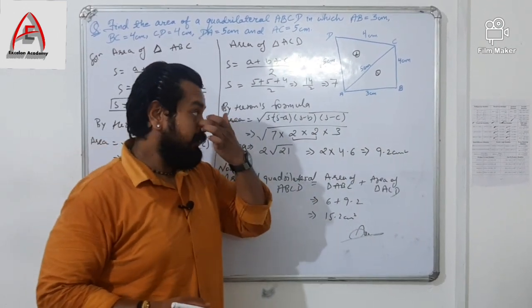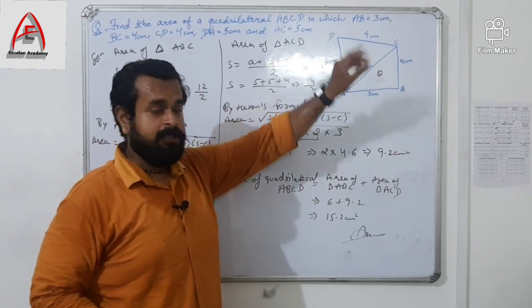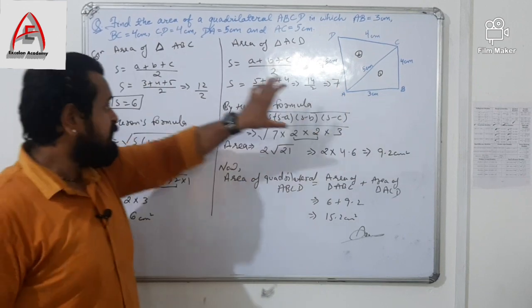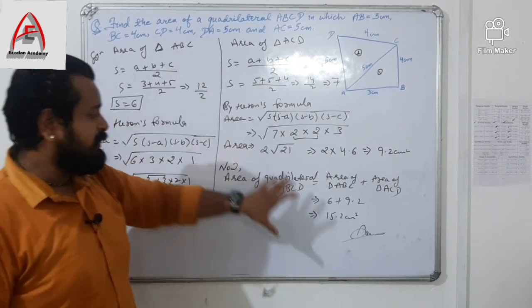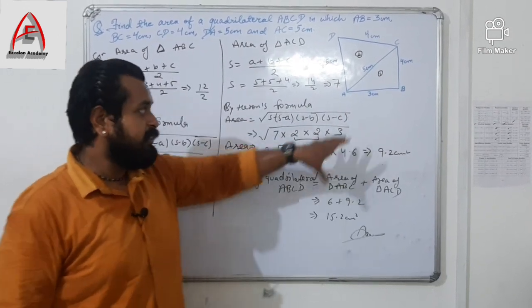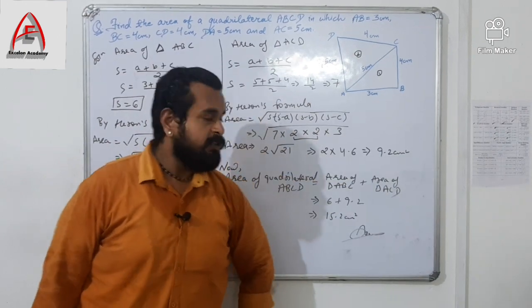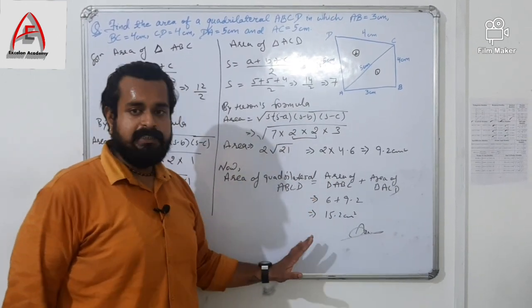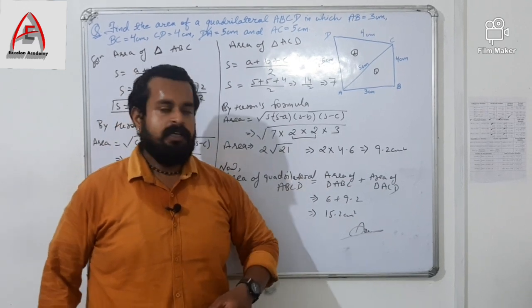If you have any question of this type, then divide the quadrilateral into two triangles, then find the area separately for the two triangles and then add those areas, and you will get the area of the whole quadrilateral. So this is the solution of this question, and after this question this chapter is over.